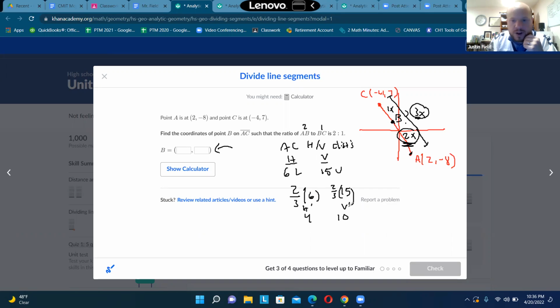Let's call them HV. Okay, so that means if we're starting at A, like I said, at 2, -8, and we want to go left, right? To get from A to B, we got to go left. So let's subtract the 4, and we want to go up. So let's add the 10. Go up and left. So 2 minus 4 is -2. And -8 plus 10 is +2. That must be where B is. It must be at -2, 2.